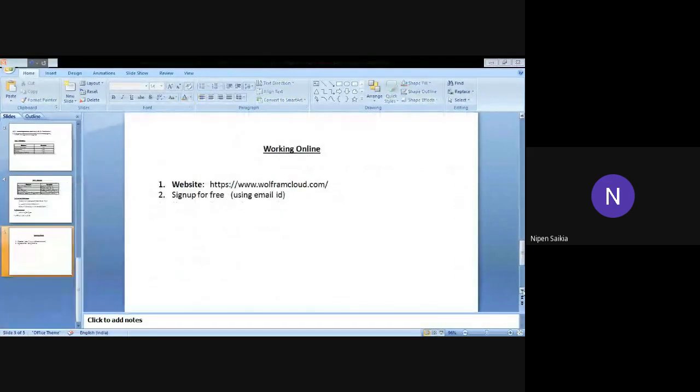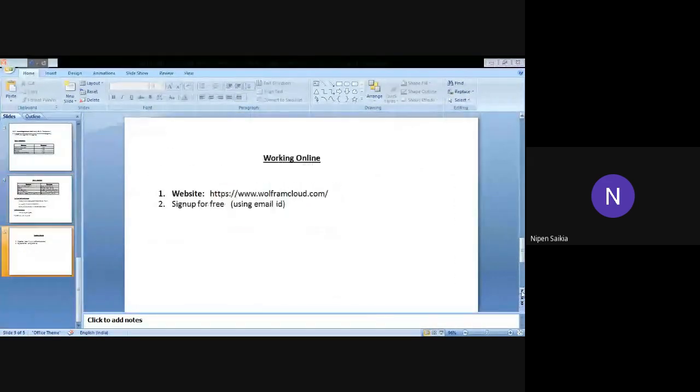Of course, this Mathematica software is expensive, but we have an option to work with Mathematica online. The website is www.wolframcloud.com. From Google itself we can type Wolfram Cloud, and there we have to sign up. It is free using our email ID. After signing up, they will send an email to our ID for verification. We can verify and then we can work online also.